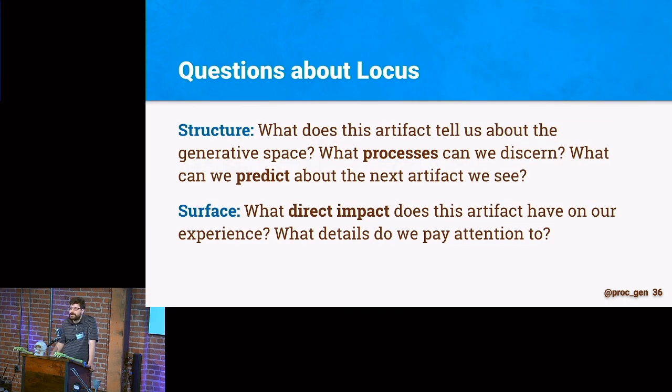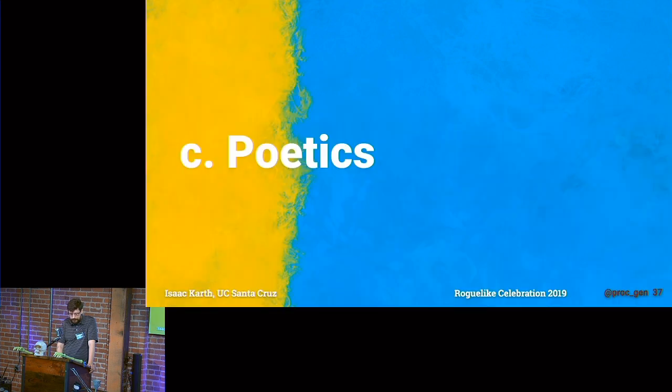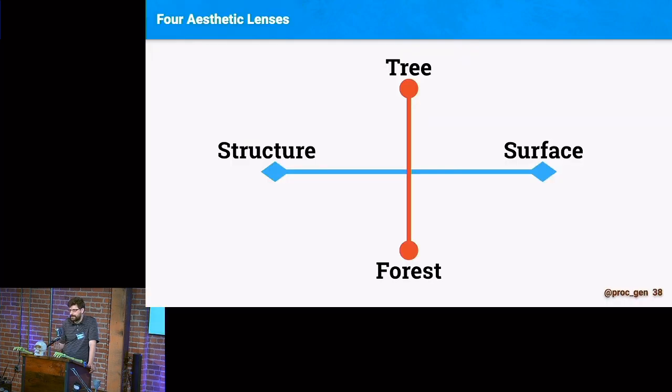And again, to recap, these are some of the questions about the processes that we can discern the structure or the direct impact that an individual artifact would have in our experience. So then I promised to talk about poetics, and now that I've got these four lenses, I want to build on them and figure out what else I can say about them.